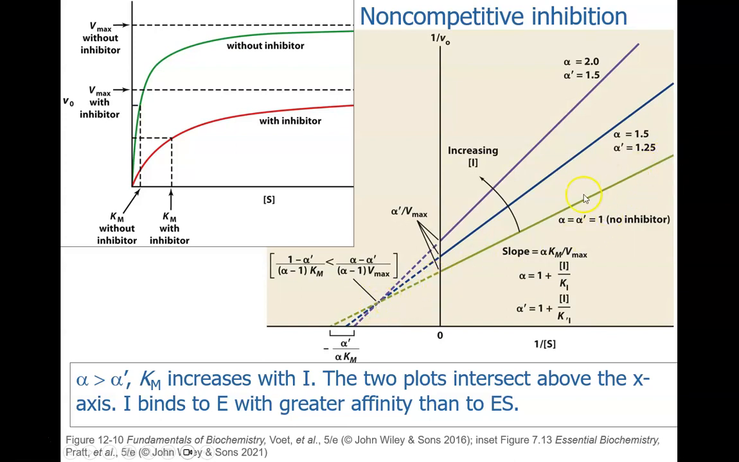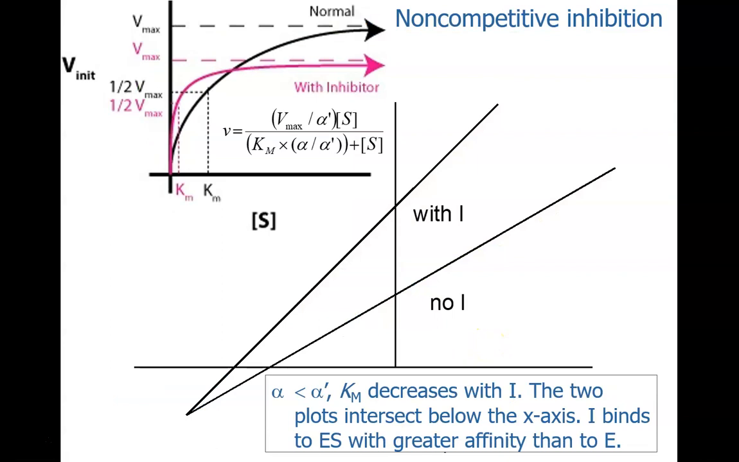But again, if we look at this without the inhibitor and with the inhibitor, the y-intercept goes up. That means Vmax goes down because it's the reciprocal. And again, if you look at this purple line right here, since this is a Km, which is in the reciprocal, this means that the Km is going up because the x-intercept went down. So the Km is going up. And that's what you get if the inhibitor binds to the enzyme with a greater affinity than it does to the enzyme substrate complex. I couldn't find this, so I had to draw this myself.